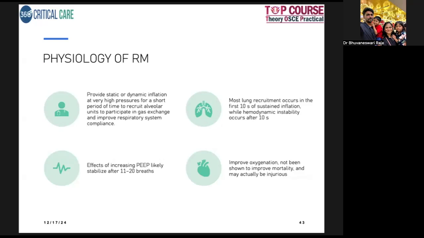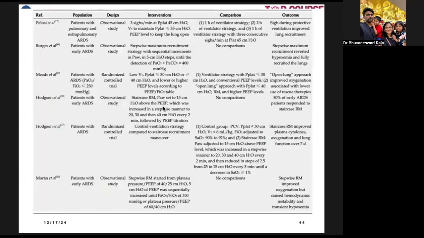There are some trials, like the ART trial in 2017 and the PHARLAP trial in 2019, that used these open lung ventilation maneuvers, recruitment maneuvers, in ARDS patients, where there was no improvement in the mortality. This is a table showing the use of recruitment maneuvers in various studies. There was improvement in the oxygenation. There was no mortality benefit.